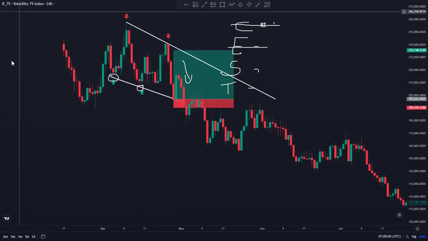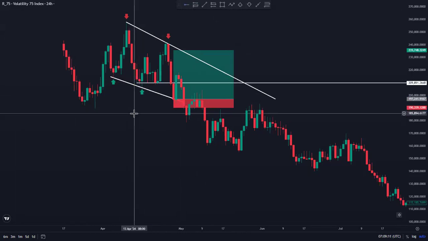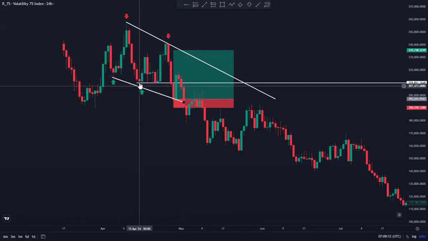So let's erase again here. I'll show you more. Here, the break of structure, right? It looks just like this. What happened? On the second touch, you see the supports 1, 2, 3.